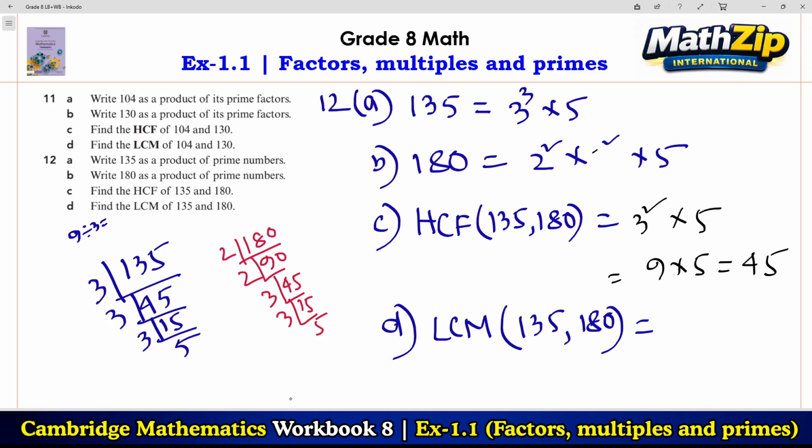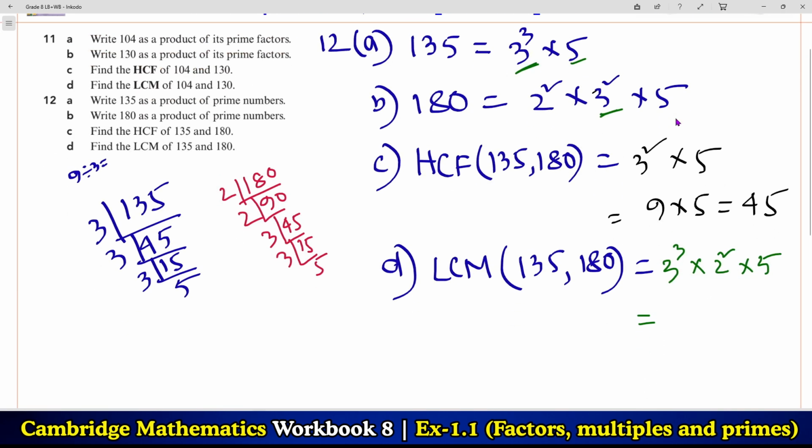So first we have to find the least common multiple. Here is 3 cube and here is 3 square, so we should take 3 cube. Here is 2 square, we take it, then 5 and 5 we take. So we can write 3 cube means 27, times 2 square means 4, times 5. It means 27 times 4 times 5 is 20 times 27, so 2 times 27 is 54. It means 540 is our required answer.